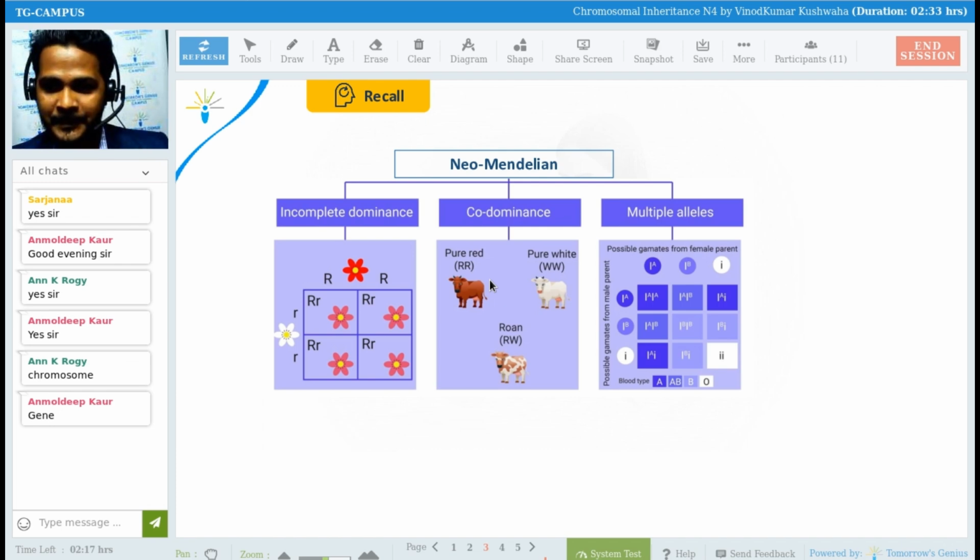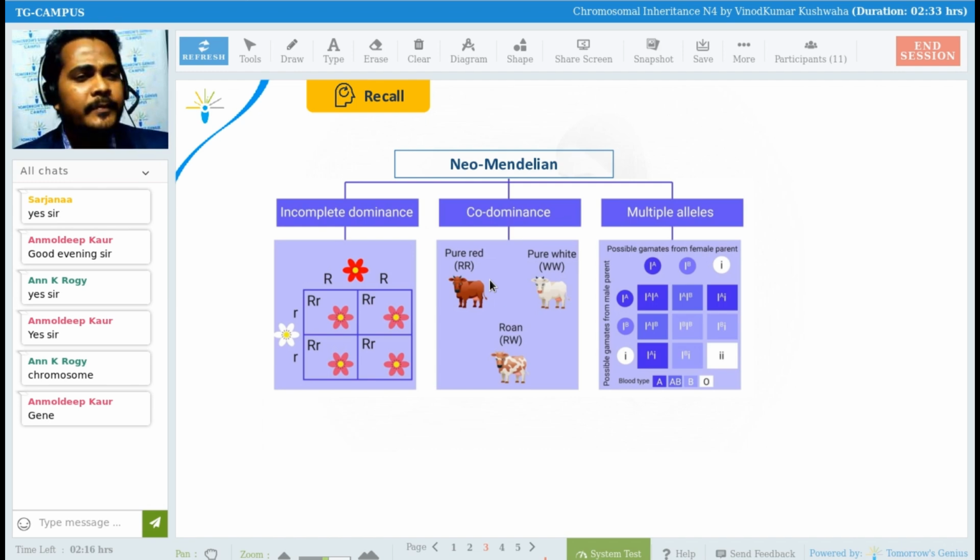Yes, no one? Okay, so only one student replied. Anmol Deep said okay. Which concept are you comfortable with: incomplete dominance, codominance or multiple alleles? Tell me. Sir, I think I'm fine with all three. All three. Okay, but I will give you only one choice. Yes, sir, whatever is fine. Okay, so you can explain incomplete dominance.